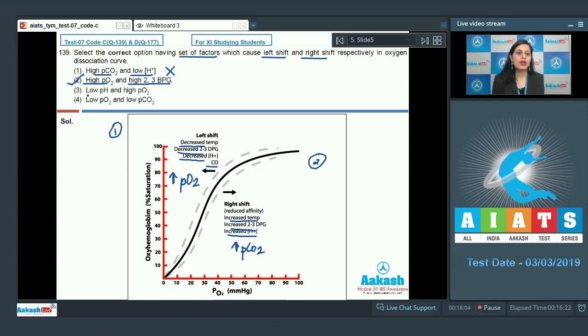The next option is low pH and high PO2, and this is an incorrect option because high PO2 will shift the curve to the left side and not to the right side. And the last option is low partial pressure of oxygen and low partial pressure of carbon dioxide, and this is an incorrect option because low partial pressure of oxygen will shift the oxygen dissociation curve to the right side and not to the left side. So the correct answer to this question is option number 2. Let's discuss our next question.